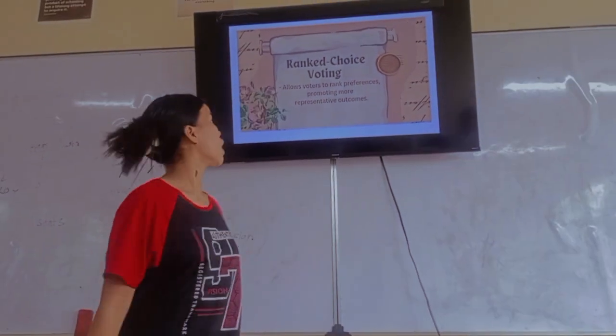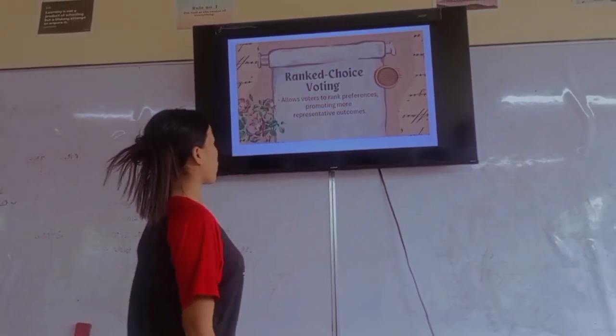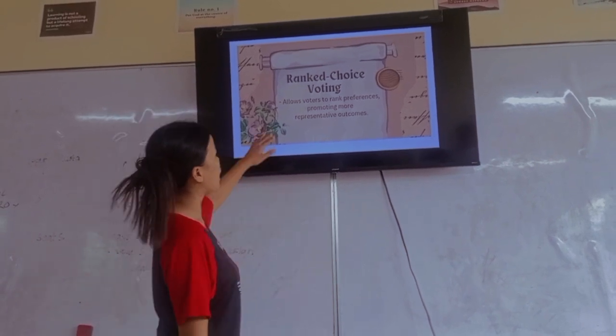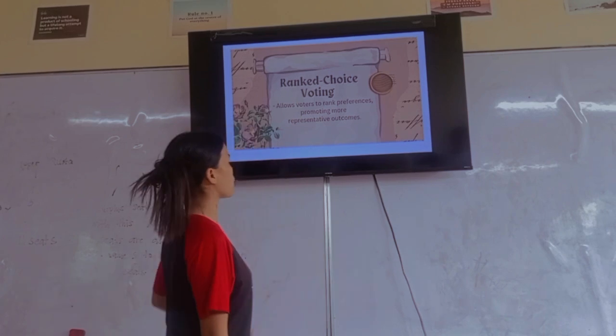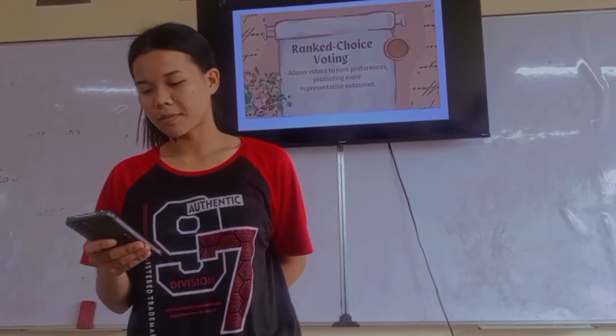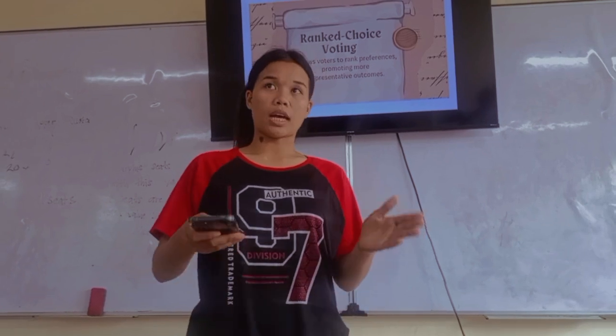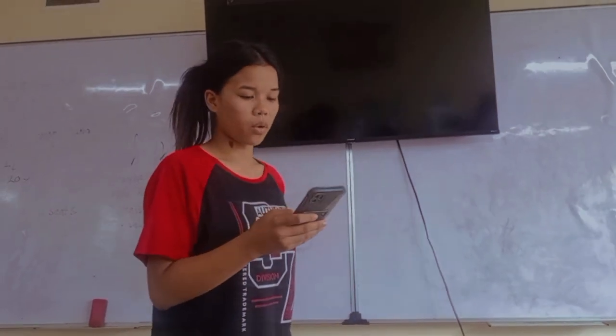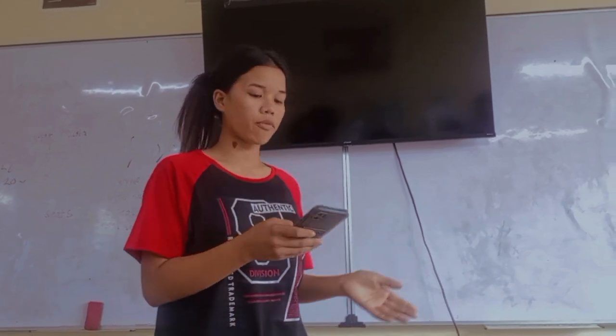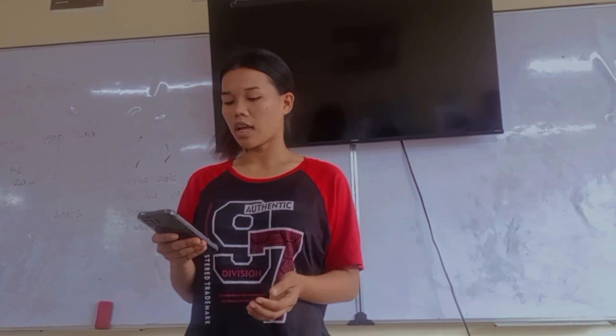So the third type of voting system is ranked choice voting. Ranked choice voting allows voters to rank preferences, making voting more representative democracy. For example, let's say we have an election with 4 candidates A, B, C, and D and 20 voters. In ranked choice voting, step 1 is first choice votes are counted. Candidate A has 8 votes, B has 5 votes, C has 4 votes, and D has 3 votes.